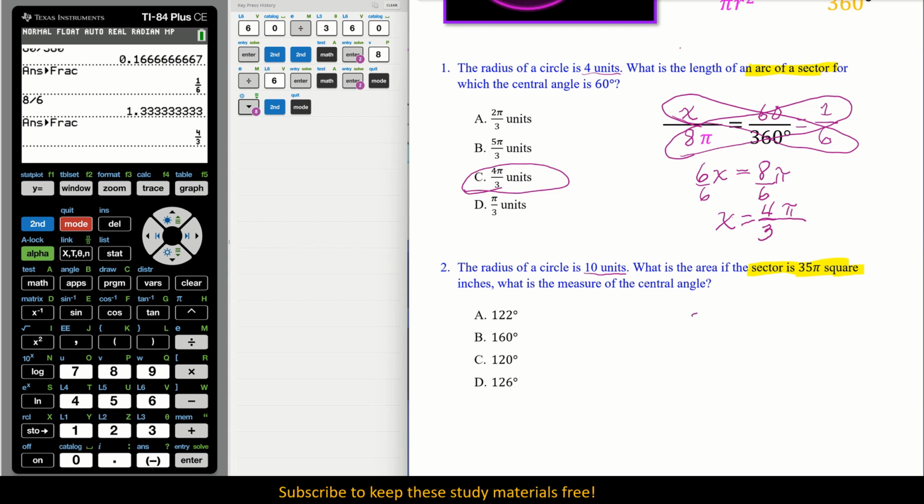So I have 35 pi over, it says, what is the measure of the central angle? I have the sector.